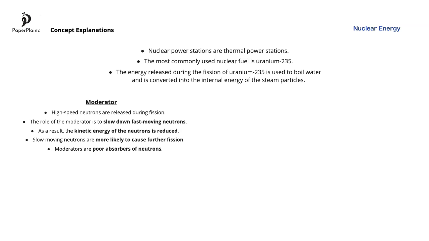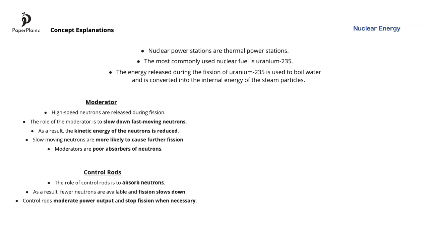Another important component in nuclear power stations are control rods. Their role is to absorb neutrons. As a result of this process, fewer neutrons are available and fission slows down. Therefore, control rods are used to moderate power output and to stop fission when necessary, for example, in case of an emergency. Logically, control rods are made of materials that are good absorbers of neutrons.